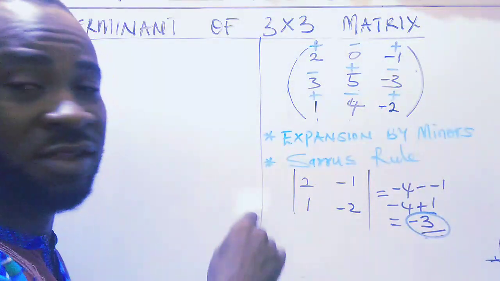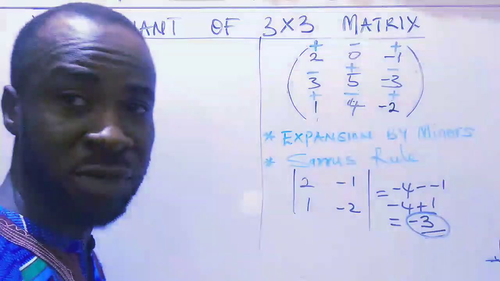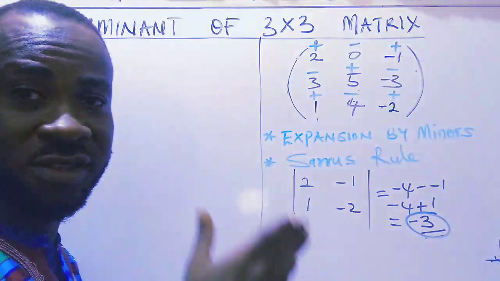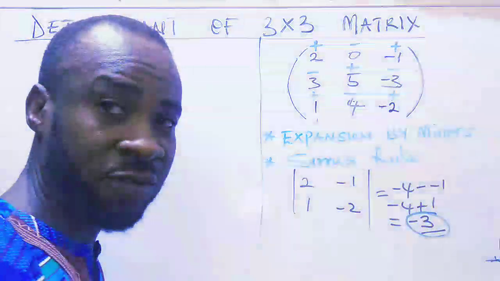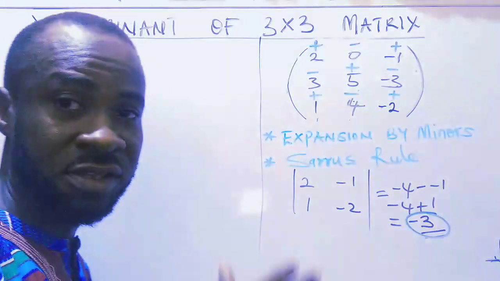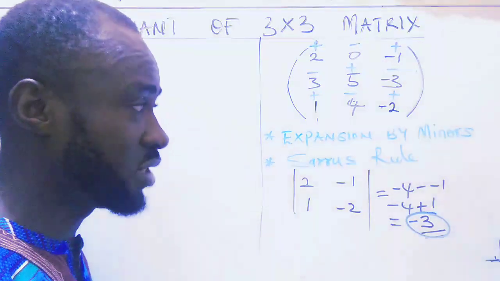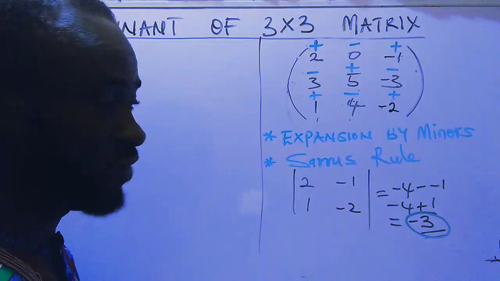These alternating signs are assigned to each of the elements in the matrix, and this will help us when using the expansion by minors method. This sign placement is also very useful when we begin to look for the adjoint of a matrix and the cofactor of a matrix. So just take note of that.